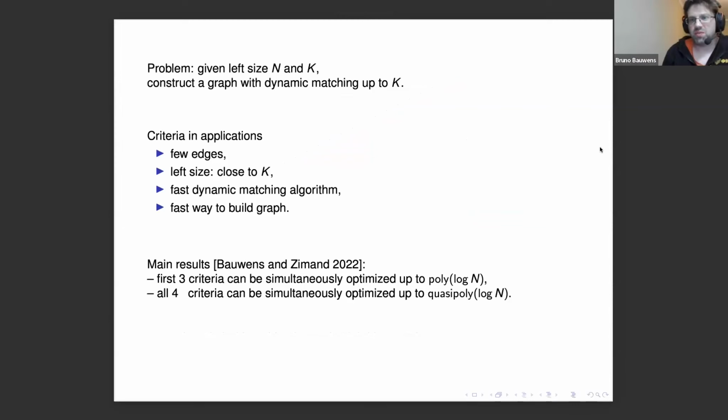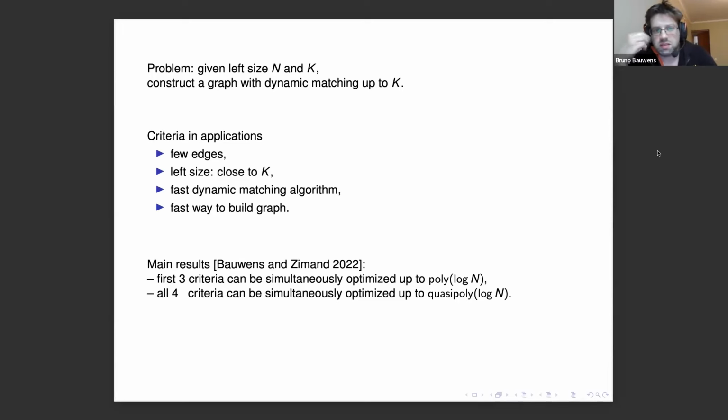So what we have to do, our task, is given two numbers n and k, to make a graph with n right nodes. Sorry, with n right nodes. In the paper the order is flipped. So n right nodes, in which we can win the matching game up to k. And there are quite some applications for this problem.